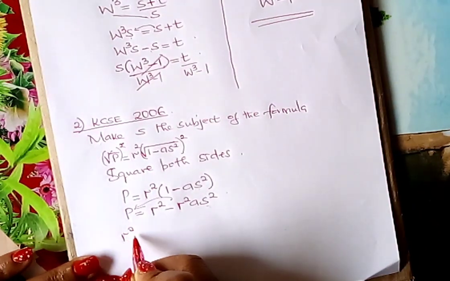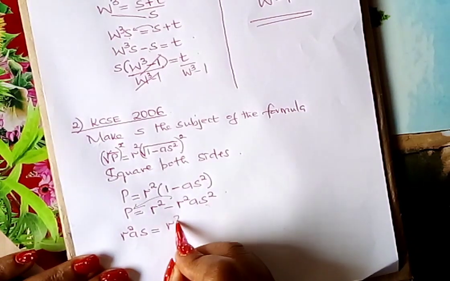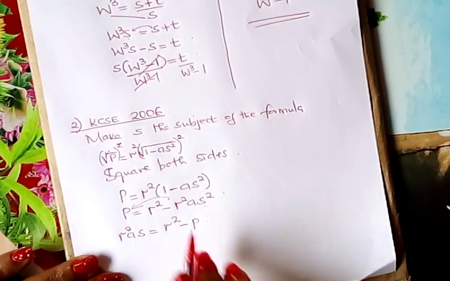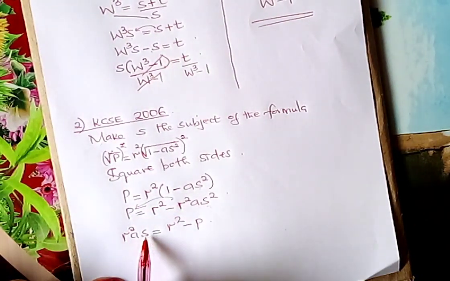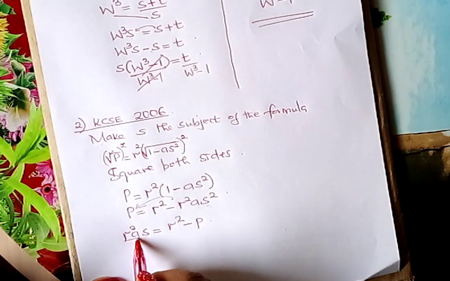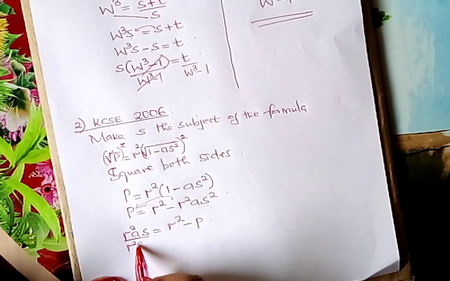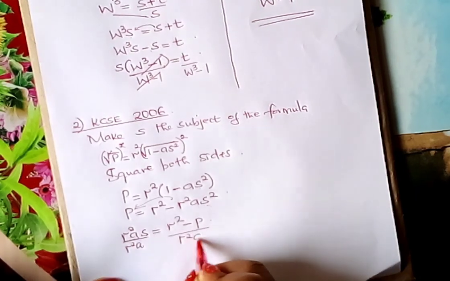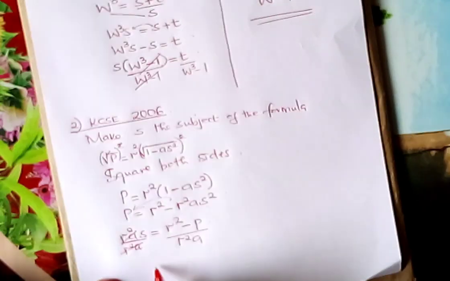Taking that, it becomes positive. So you have R squared A S squared is equals to R squared, then you bring P on this side, it becomes minus P. We take this to this side, take this to this side, so we get that. So how do we get our S? Divide both sides by R squared A, so that it cancels out with that. Divide by R squared A. So this disappears.